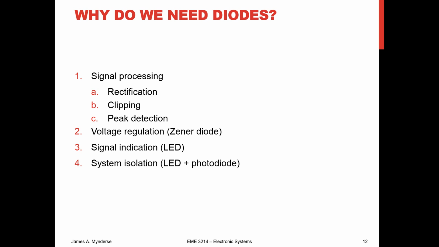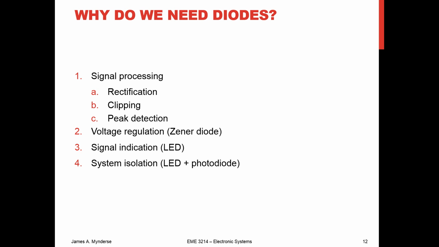We might also want to clip it so that if we know that our voltage coming off of a sensor is somewhere between -15 and positive 15 volts, but we know that our next element in the sensor system can only take -10 to positive 10, we might want to clip at those limits so that we don't damage the next element in the series, and we can use some diodes for clipping. We can also do peak detection if we want to just know what was the maximum voltage that we saw. Well, we can do that with peak detection with a diode.